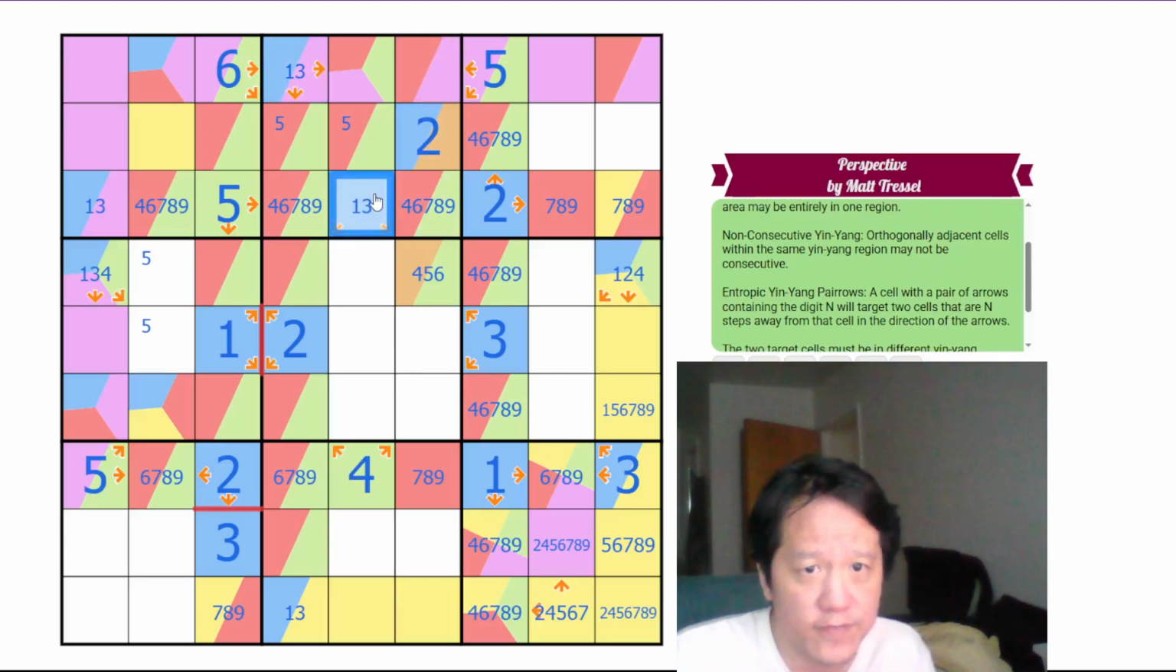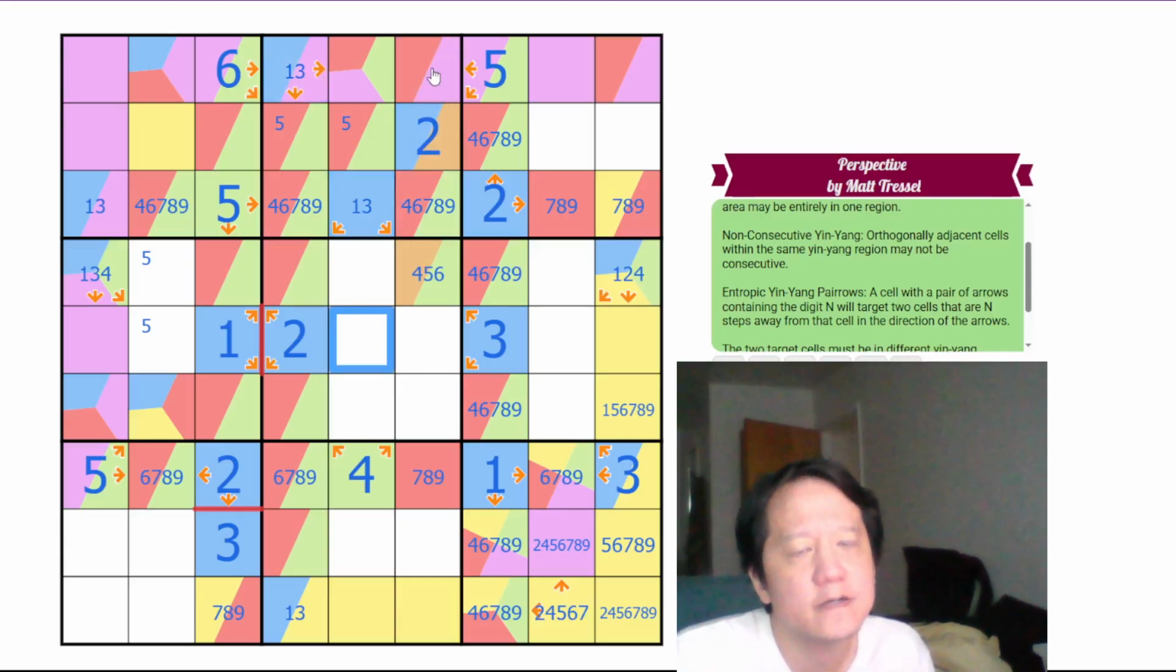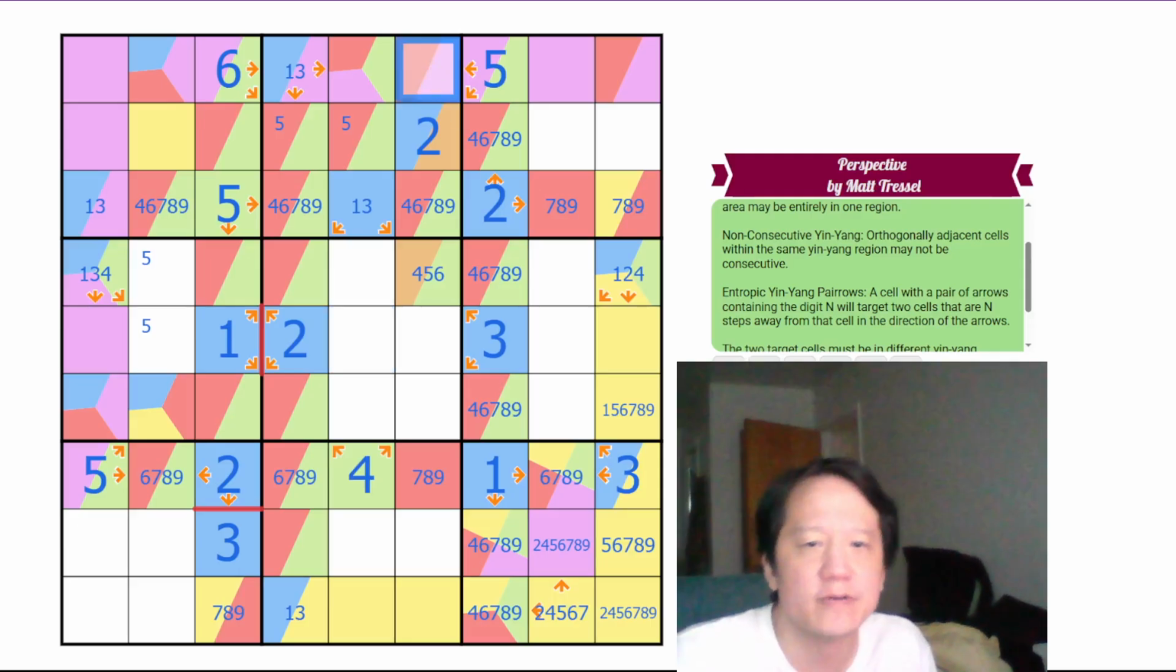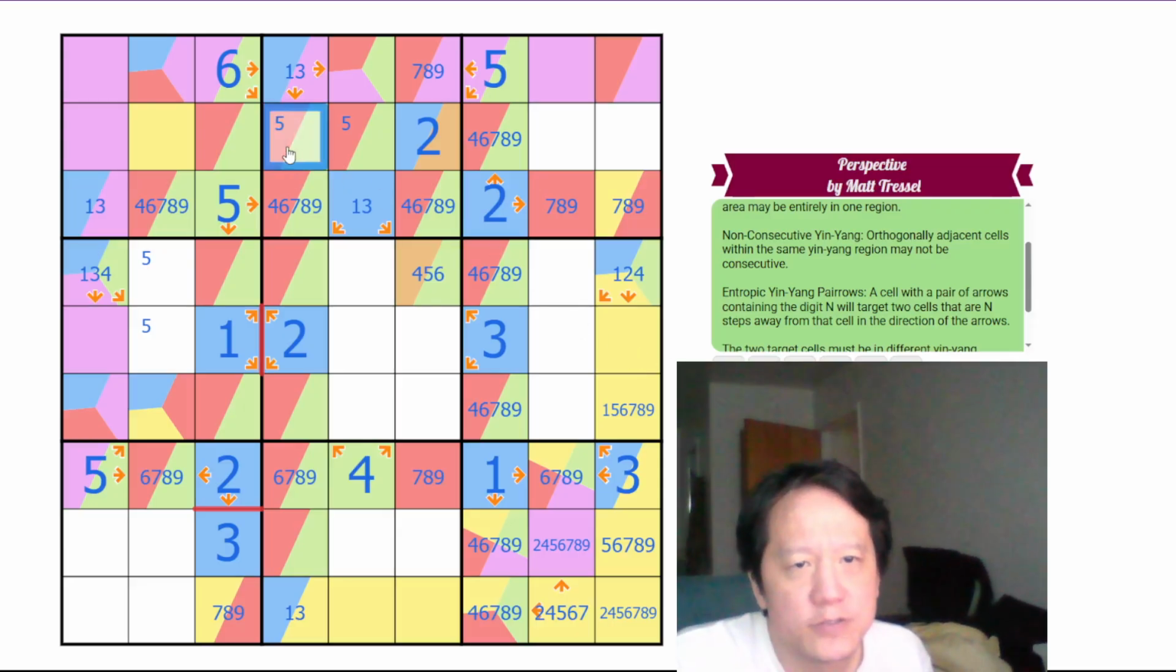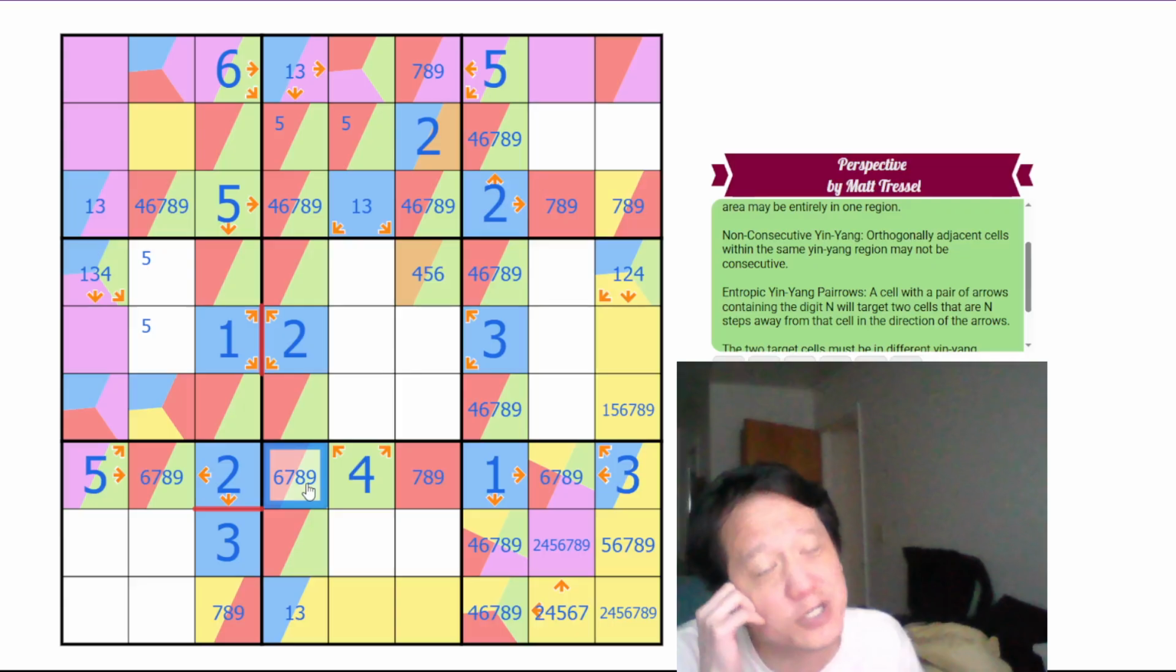So that's fine. Then this is 7, 8, or 9. We know these are pairs. So this is pair of green high, green red, pair of green red. So this must be pair of green red. But that doesn't really tell us too much.